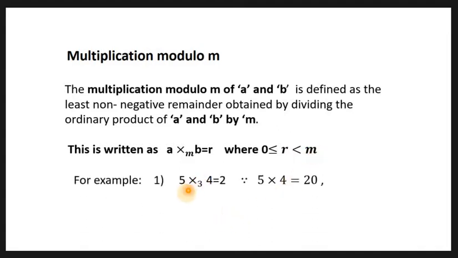For example, 5 multi mod 3 of 4 is equal to 2. 5 4s are 20. 20 divided by 3, 6 times it divides, that is 18. So 20 minus 18, the remainder is 2. So like this we use the multiplication modulo m. Another example, 11 multi mod 6 of 5 is equal to 1. 11 5s are 55. Minus 54 is 1. Similarly, the third example, 8 9s are 72. 72 when you divide it by 8 again, the remainder is 0.